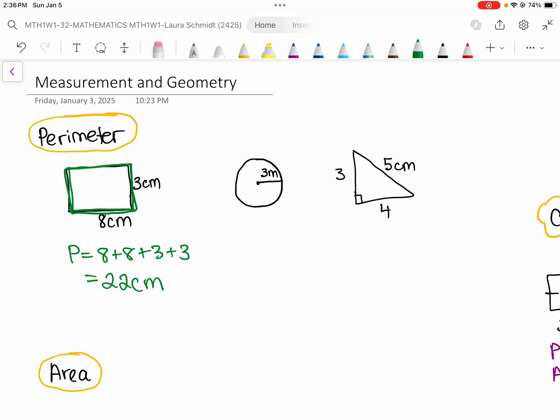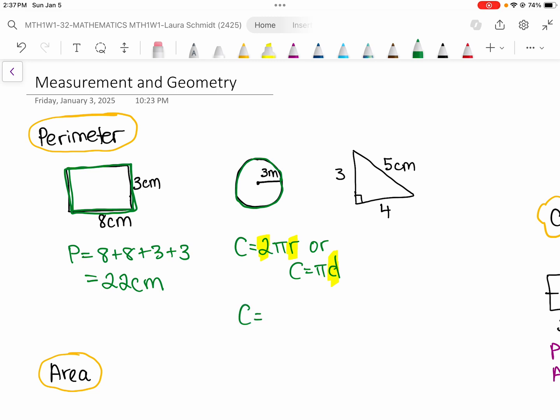And then a circle. If you want to get the perimeter of a circle, we call it circumference, and we have a special formula for that, and it's 2 times pi times the radius. Or you can use the formula pi times diameter. They're the same formula because 2 times the radius is the same thing as the diameter.